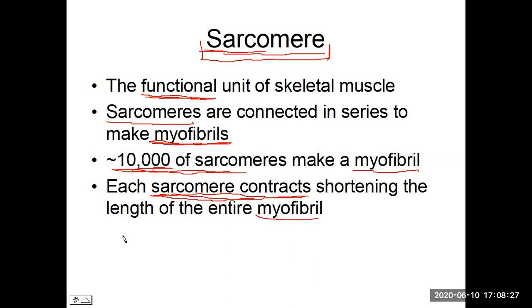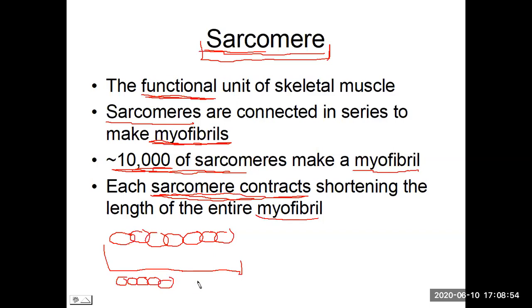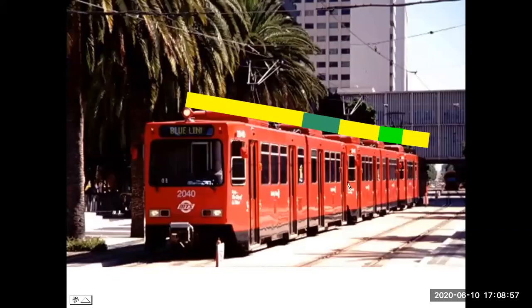A simple analogy is, think of a chain made of a series of links. These links are connected together in series, just meaning end to end. So multiple links together make this entire chain. And if we can make each link shorter, then you can see how the entire chain would be shorter. Or another simple idea is, think of a train. The entire train is formed by the linkage of several cars. So if you had shorter cars, you'd have a shorter train.